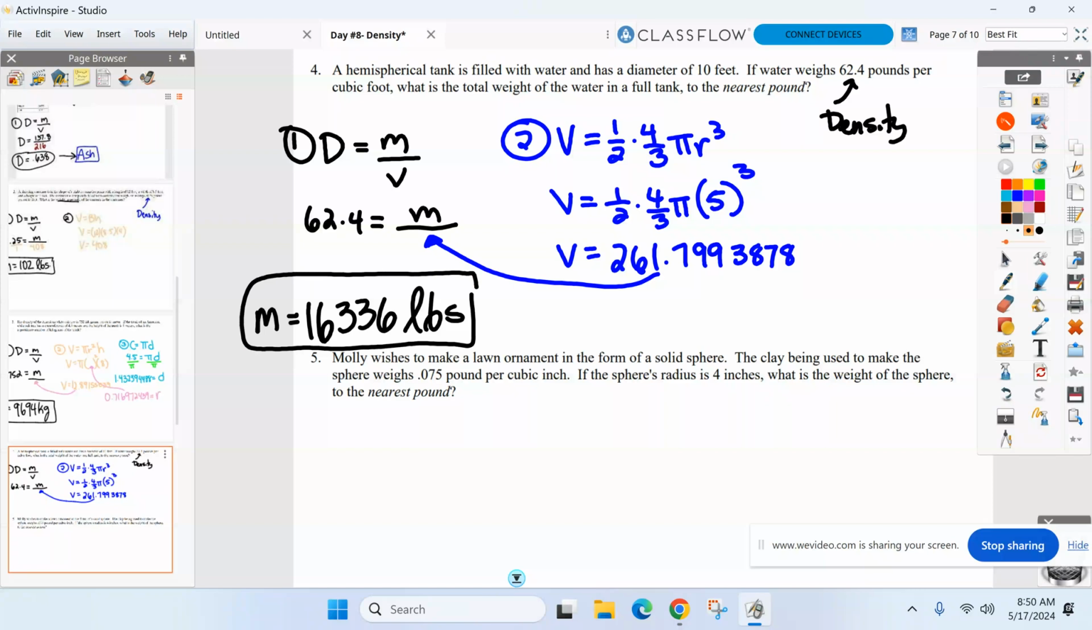Water weighs a lot. All right, any questions? That's where I'm ending it. That's our discussion today. The answer key is up on Classroom, so get it out and make sure you're doing these right.